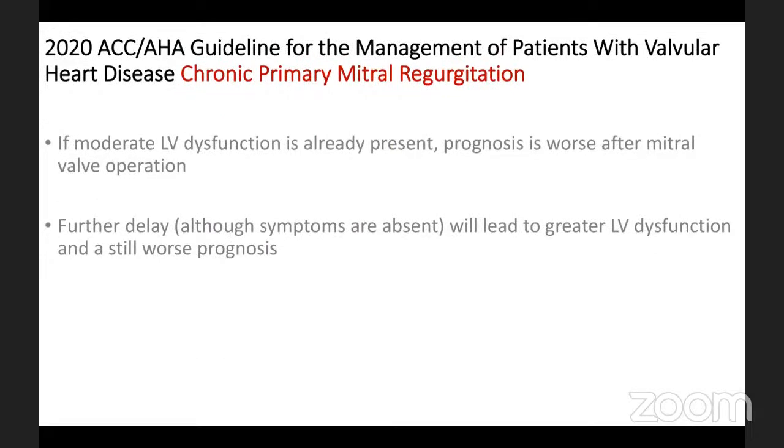So if moderate LV dysfunction is already present, the prognosis is worse after mitral valve operation, and further delay, even if symptoms are absent, will lead to greater LV dysfunction and still worse prognosis.